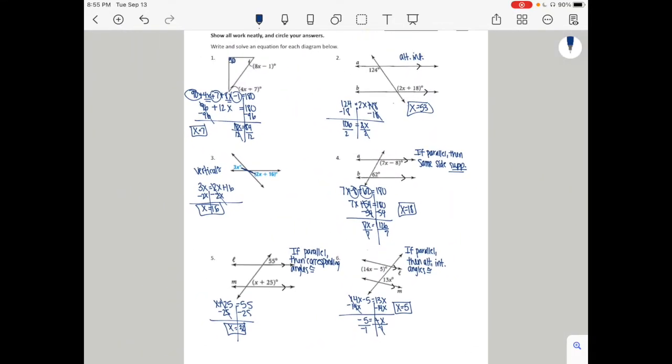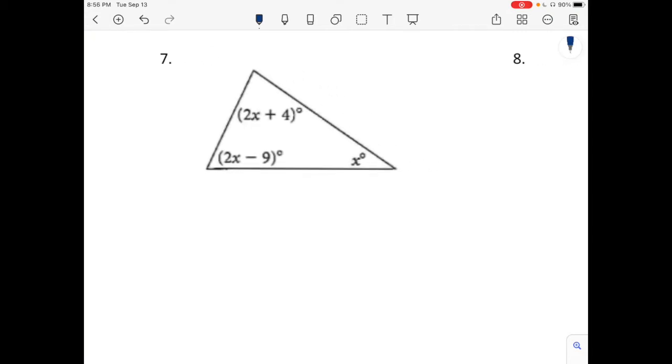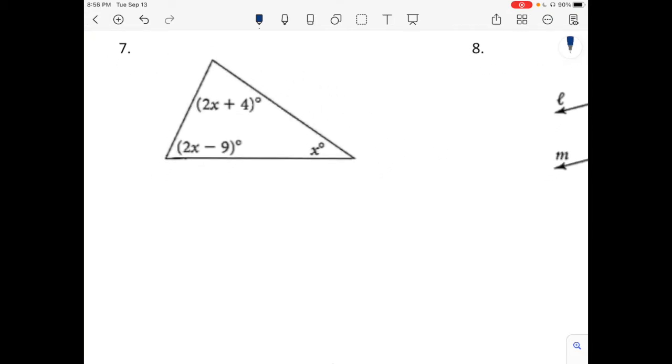Okay, next page. Number 7 is a triangle angle sum situation again. So angles of a triangle add up to 180.